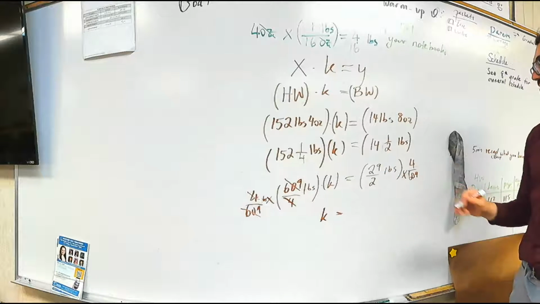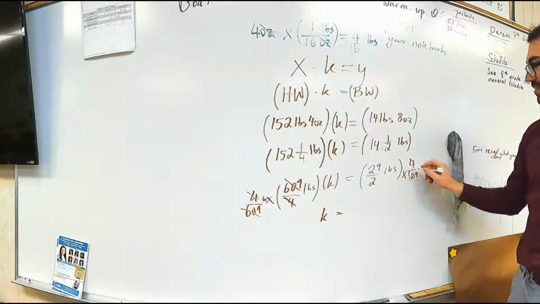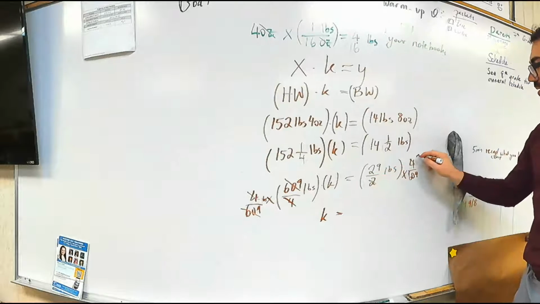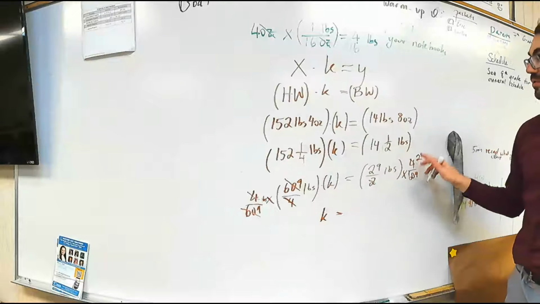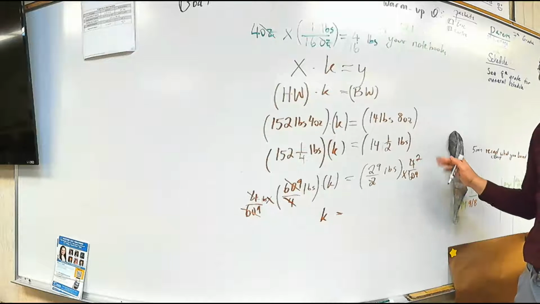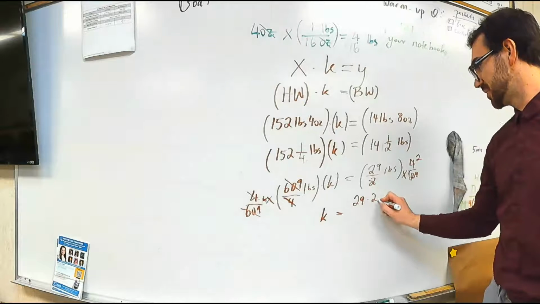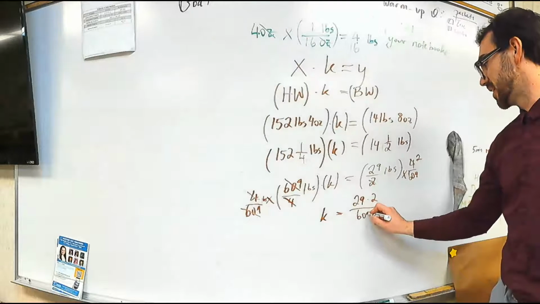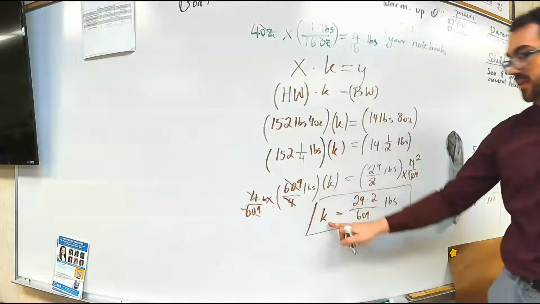All right, 29 times 4 divided by 2 times 609. Let's do some quick calculations here. I'm going to cancel a 2 on the top and bottom. So 4 is 2 times 2, so I cancel the 2 on the top and bottom. And then this is some calculation math right here. 29 times 2 divided by 609 pounds. And that is our constant of proportionality.